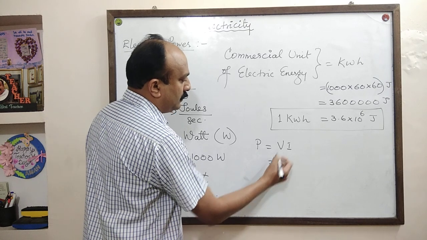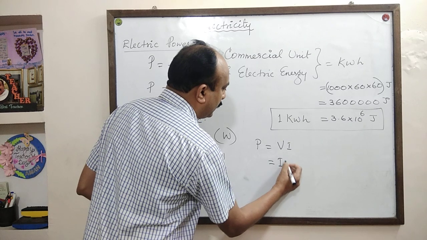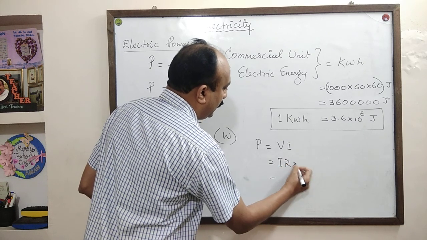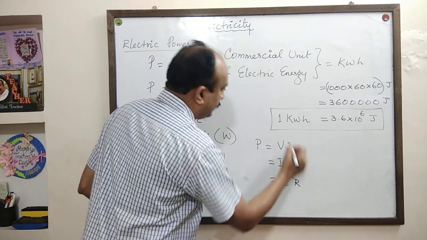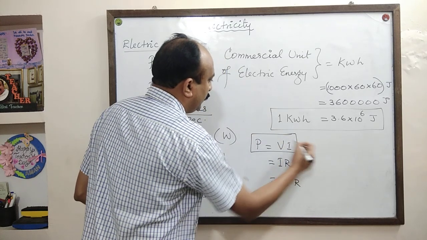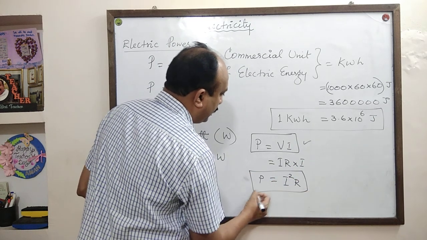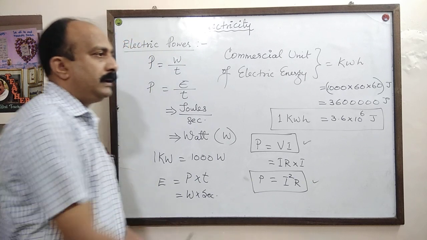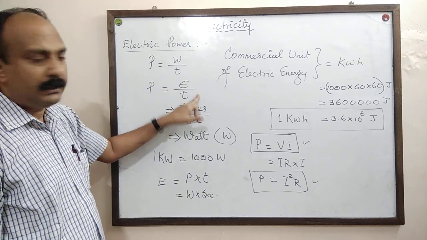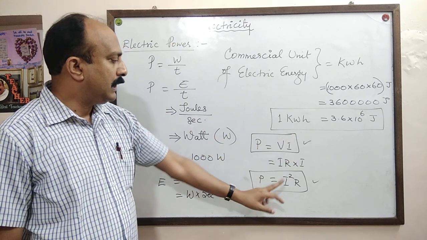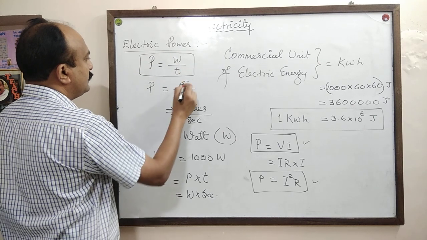Now using Ohm's law, if I change V, then we know that V is equal to IR. So IR into I will become I square R. So this is another formula for power. So power can be defined in many ways. It is W upon T, it is E upon T, it is V into I, and it is I square R. So all these are the definitions of power.